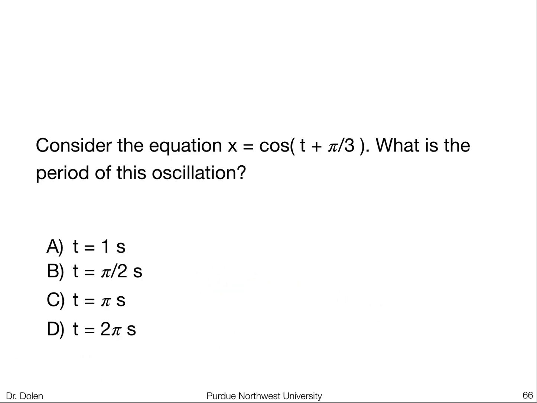Okay. Now let's complicate things even more by adding another term to our equation. Right? What if the position was given by cosine of t plus pi over 3? So now instead of multiplying by a number, we're adding a number within the function. What is the period of this oscillation? So take a moment and think about that.